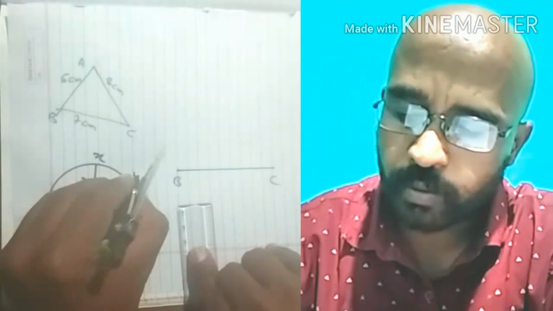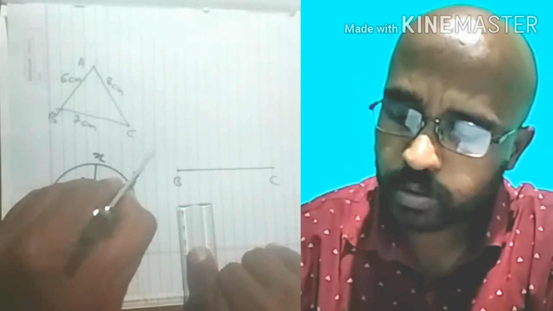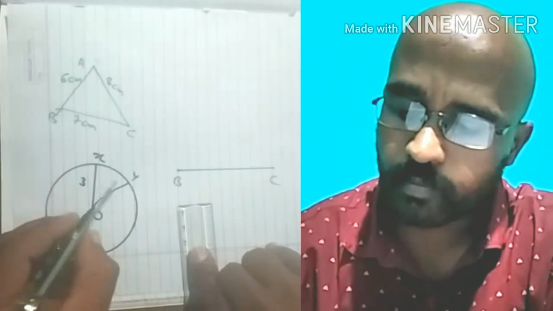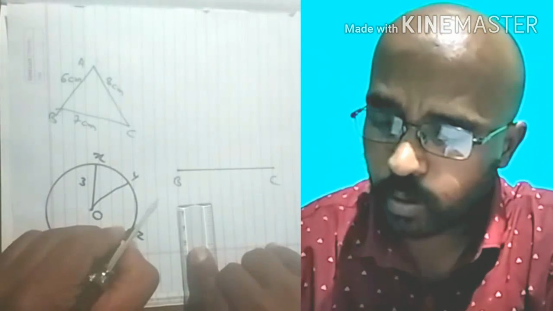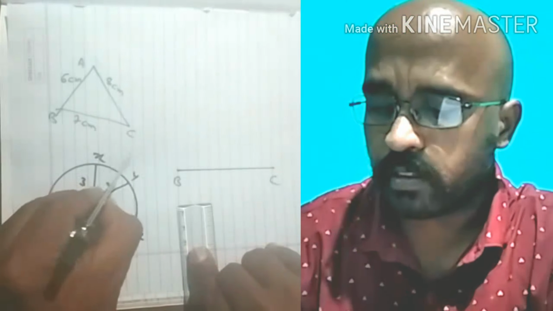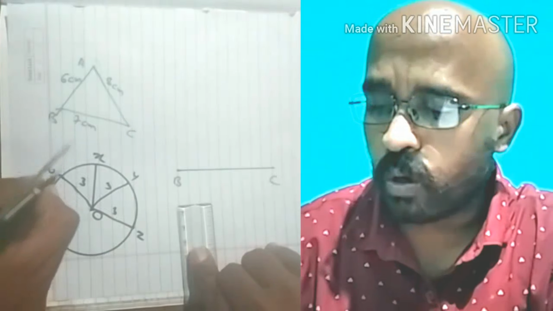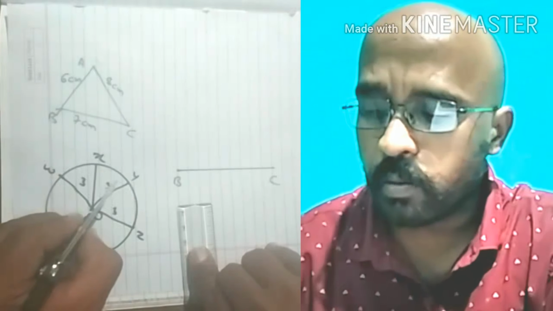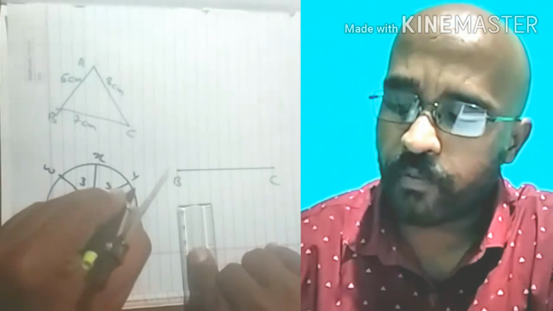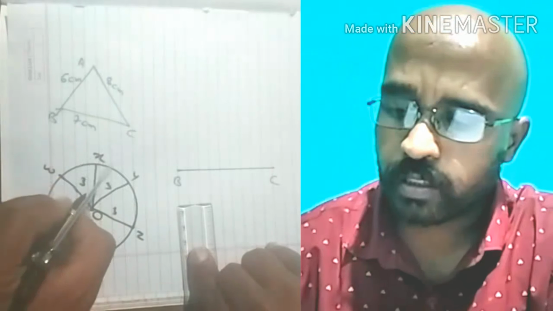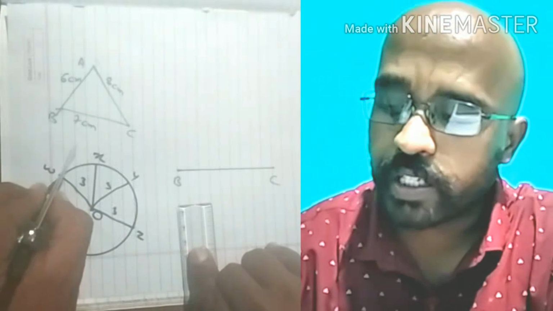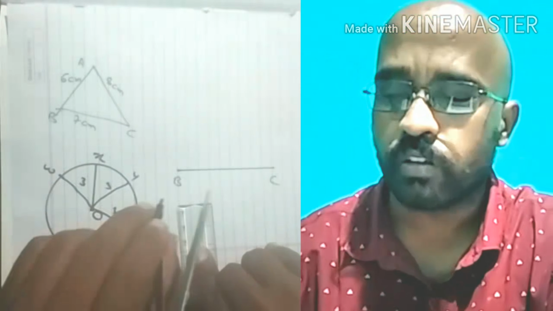Suppose here is another point Y, OY is equal to 3 centimeter. Here is another point Z, OZ is equal to 3 centimeter. Here is another point W, OW is equal to 3 centimeter, means from this center every point on the circumference of the circle is 3 centimeter away. So we can use this knowledge here.